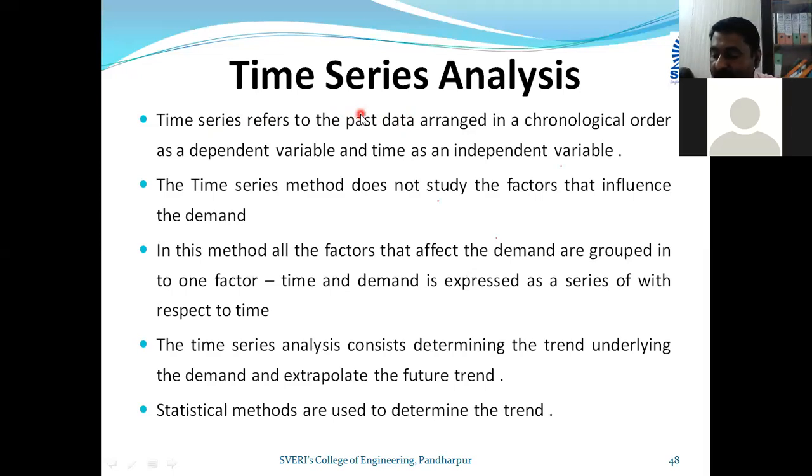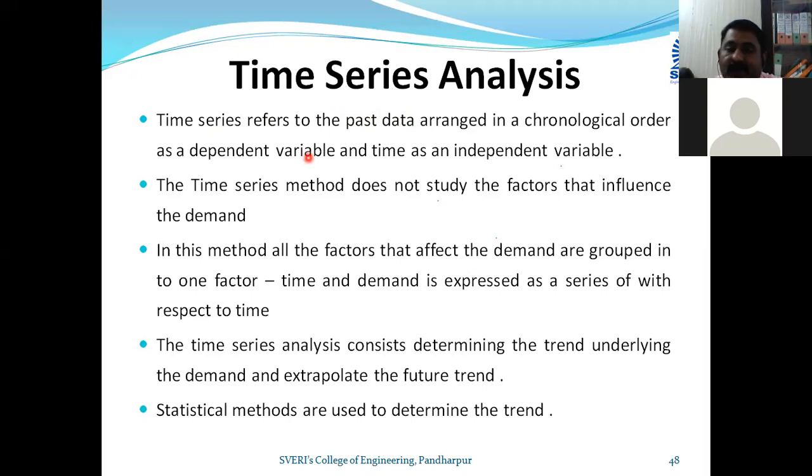Now let us proceed, friends, toward the next type, that is time series analysis. So time series is another method. Let us have a discussion, and after understanding some of this theory part, we will go for solving 1 or 2 numericals, which will give you more understanding about time series analysis. So let us first understand the theoretical aspect as far as time series analysis is concerned.